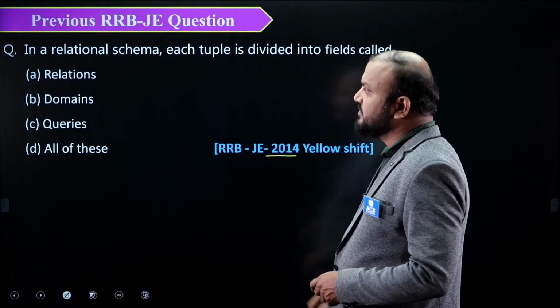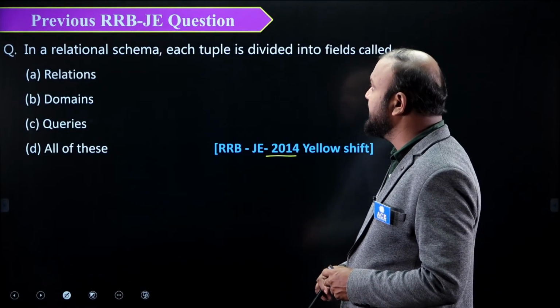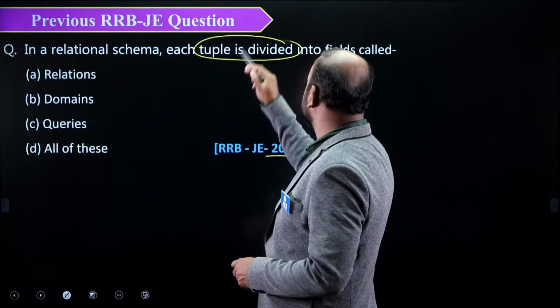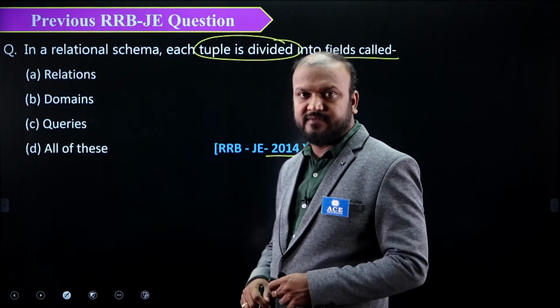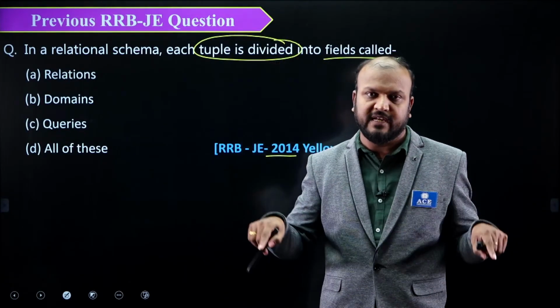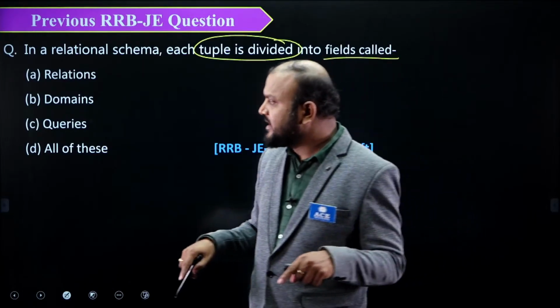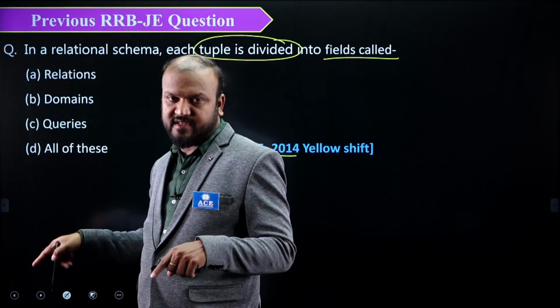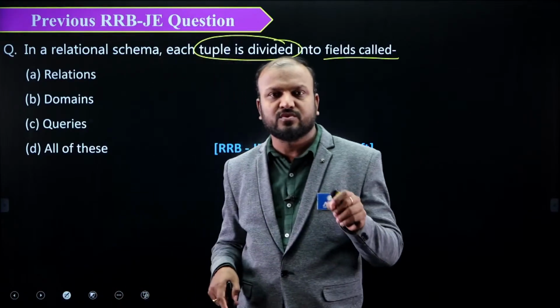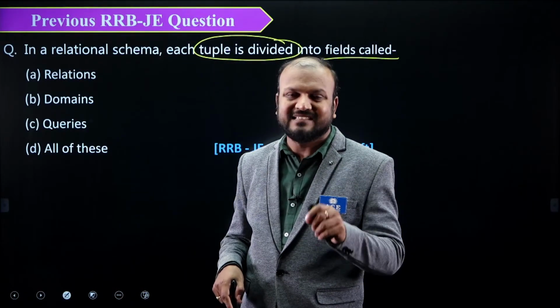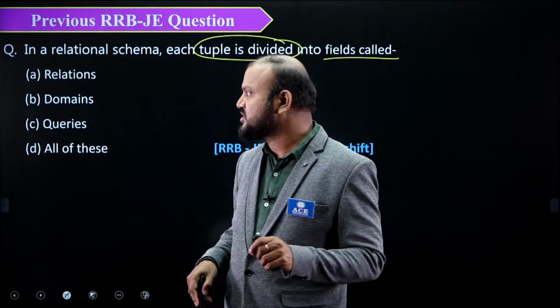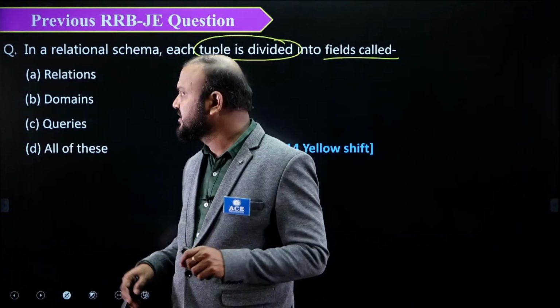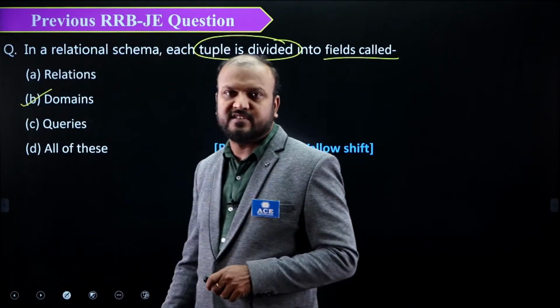Look at another question, also from 2014. In a relational schema, each tuple is divided into fields called what? A tuple is divided into fields, attributes. But here, attribute is not among the options. Each attribute can store a set of values. The set of values that each attribute will store is called the domain of the attribute. That word is there, so the answer is option B.